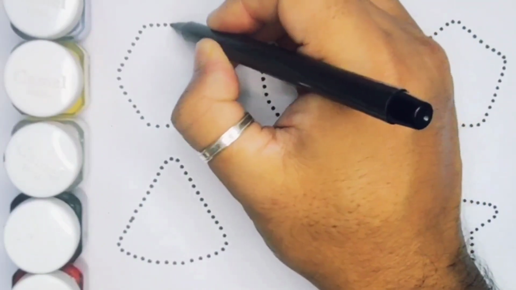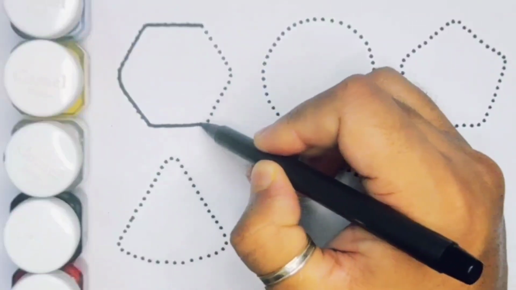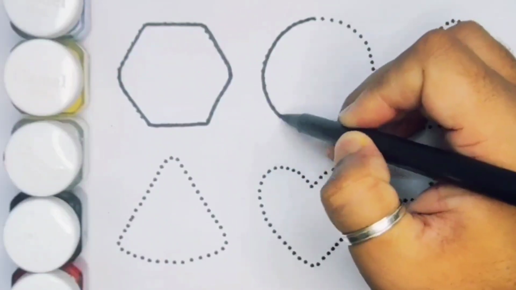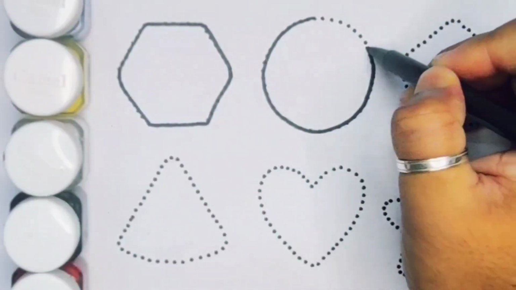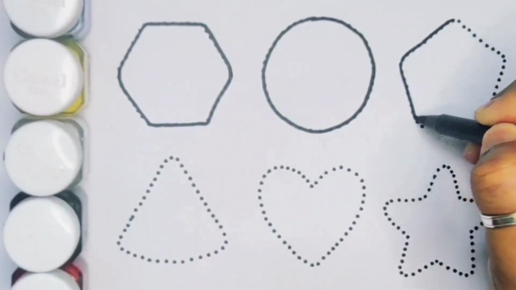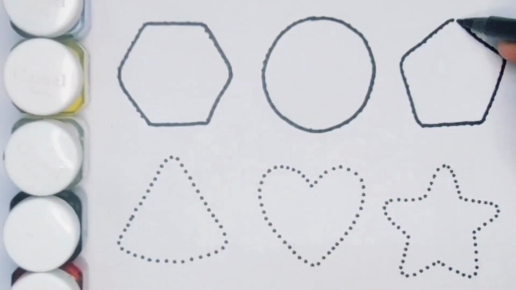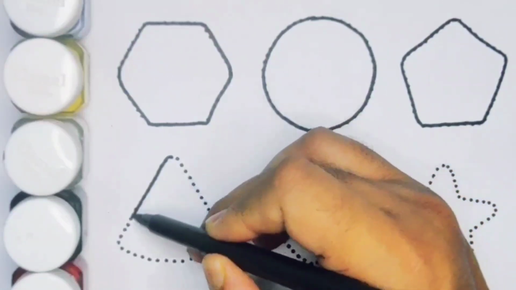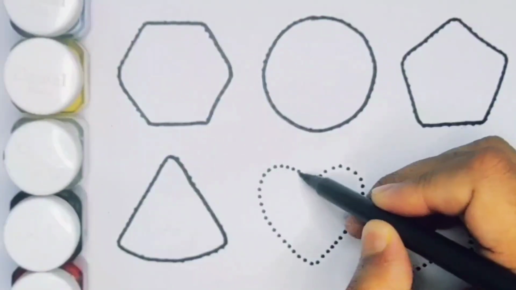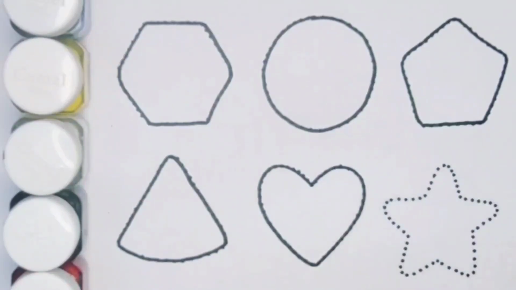First we're going to draw the shapes. Hexagon, circle, pentagon, triangle, heart, star.